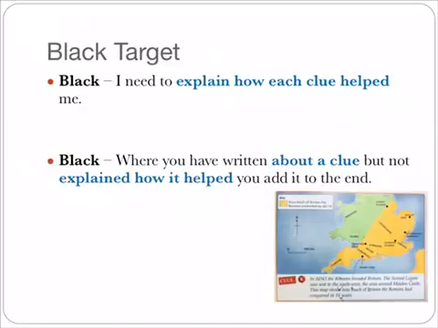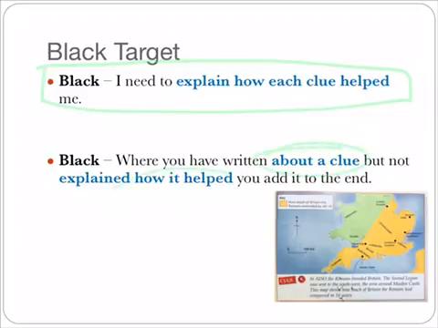Okay, so this is the black target here. If you've got black, this is what you need to write in green pen at the bottom of your work and in your table at the front of your book. I need to explain how each clue helped me. And people who get black target probably listed a load of clues. So they said, oh, I think the Romans killed them because of clues E, K, G and H. Well, that's no good. Whenever you've written about a clue, you need to explain how it helped.